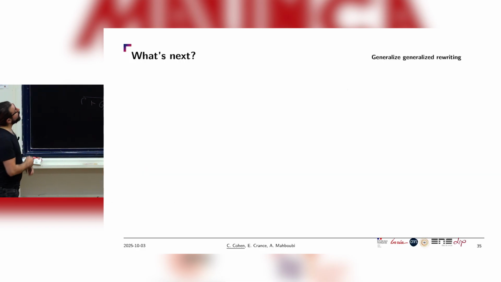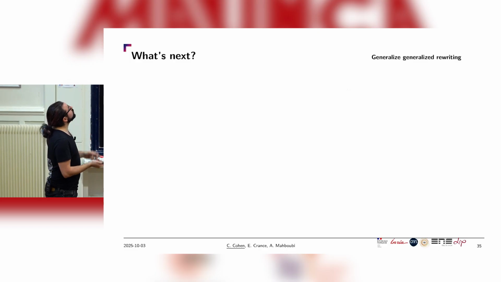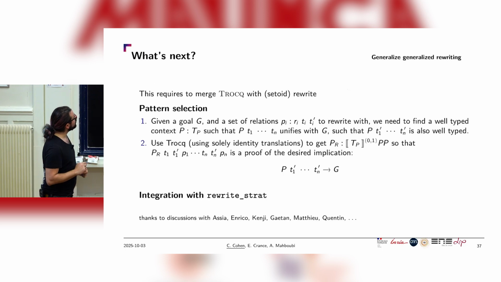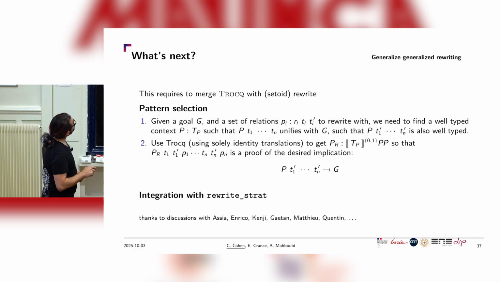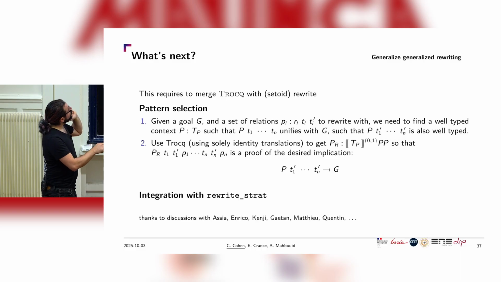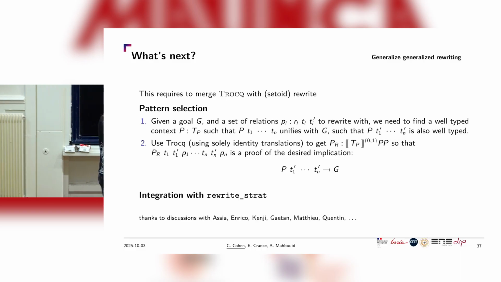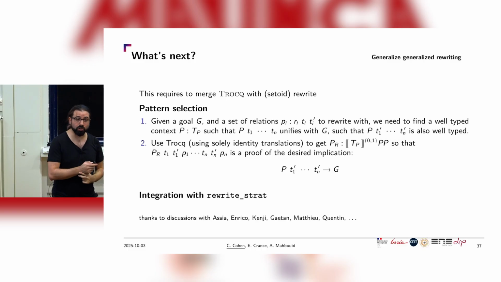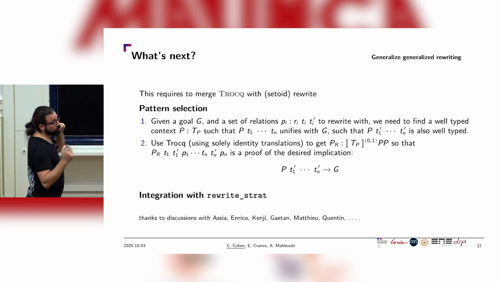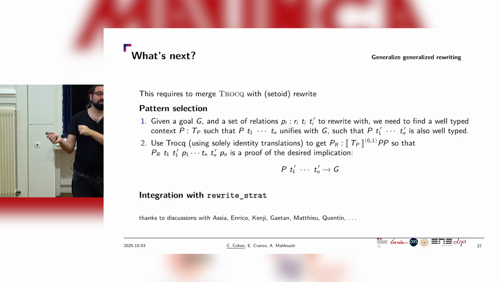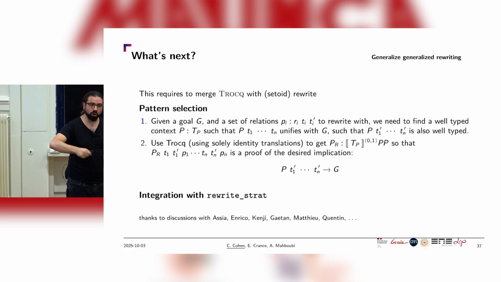Okay, so what's next? Well, we could use Trocq to generalize rewriting, so going further than my dream tactic. Given a goal and a set of relations, you may want to abstract in your goal a common pattern P and then perform a substitution. So it amounts again to finding a 0-1 translation of your pattern, and then using the relation, you can just plug them in your relation, and it will perform rewriting across different types, abstracting only the occurrences you need.